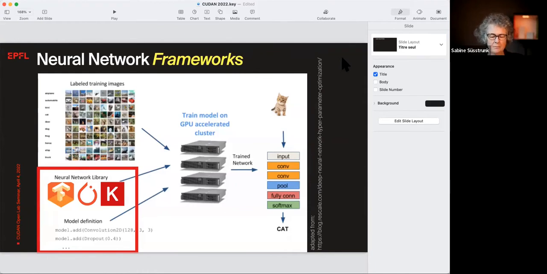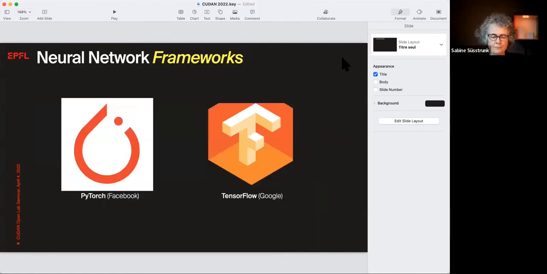The framework is basically just a library. It's a bunch of code we all use to train our models. Nowadays, we have two dominant libraries or frameworks that we're using. One is PyTorch and one is TensorFlow. They're not developed by academics anymore. This is all done by industry.